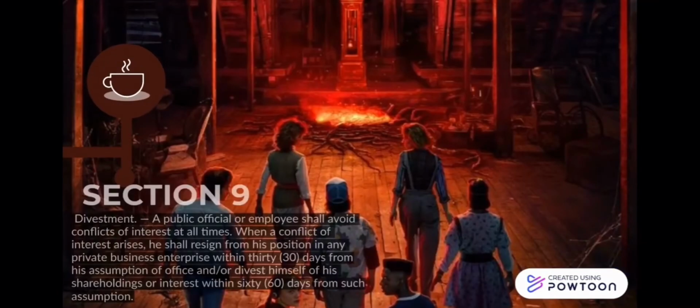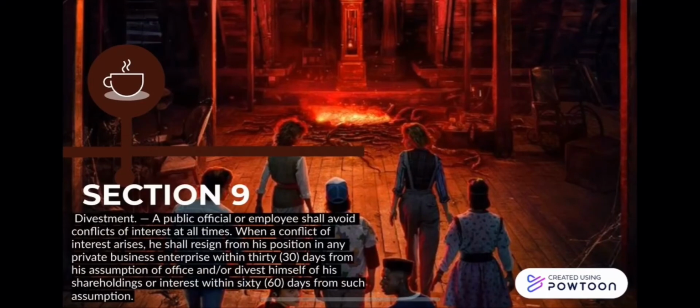Section 9, divestment. Within 30 days from his assumption of office, he must divest himself; it states that the public employee or official must always avoid having conflicts of interest. In the event of a conflict of interest, he must resign from his position in any private commercial firm within 60 days of that assumption.